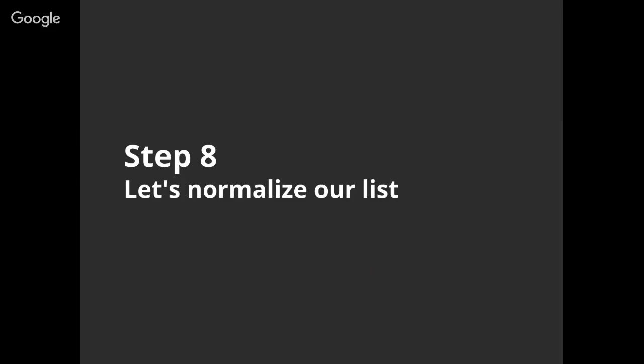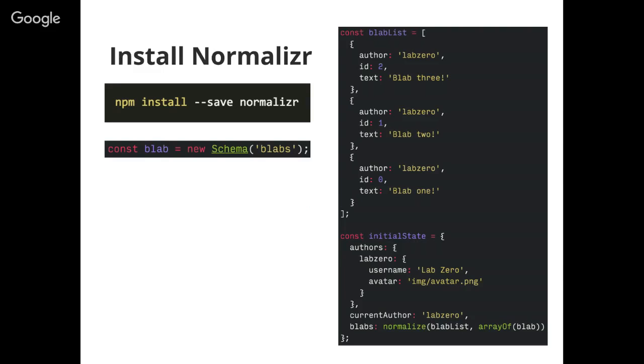Let's normalize our list. Step 8, final step, almost done. We want to install another library called Normalizr. So remember, our list of blabs is an array of objects. Each object has an ID, 1, 2, 3, whatever. Actually, I think it's 2, 1, 0 because it goes in reverse chronological order, right? So what we do instead with this blab list is that we pass it into the state as a normalized list. We have this new thing called schema. We don't have to worry about it. We just need to give something a name. But this is what happens when we normalize this list.